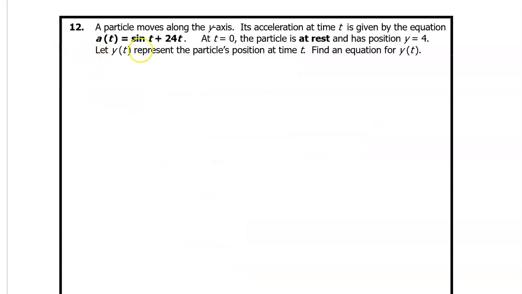Number 12. A particle moves along the y-axis. Its acceleration at time t is given by the equation a of t equals sine t plus 24t. At t equals 0, the particle is at rest and has a position y equals 4. Let y of t represent the particle's position at time t. Find an equation for y of t.